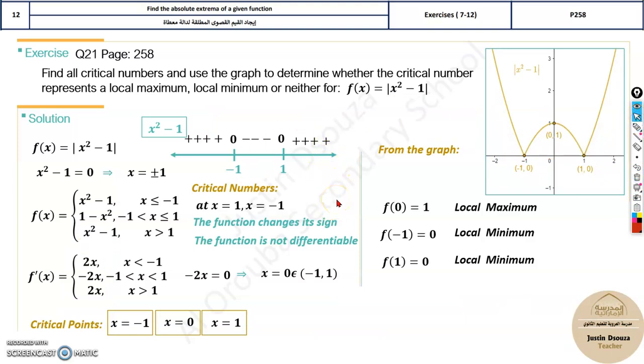I missed this problem out initially when I was doing the topic 2, 3, and 4 videos. But now, please make sure you are thorough with this. This case is only when you have absolute value functions.